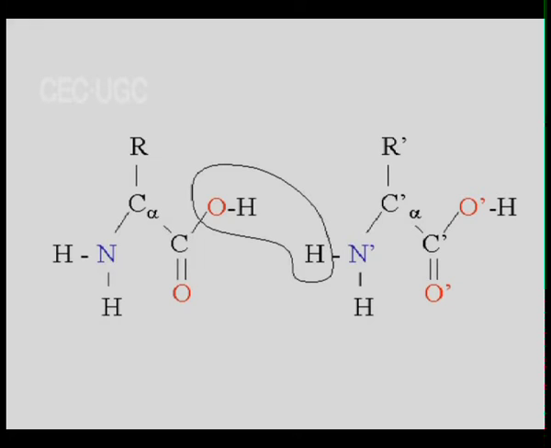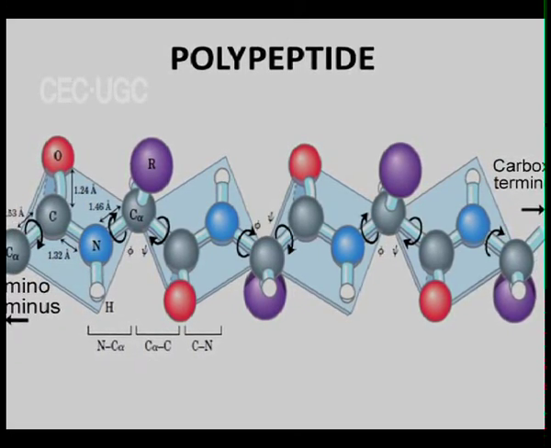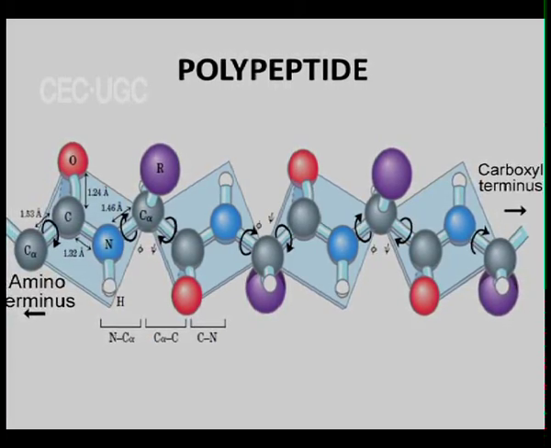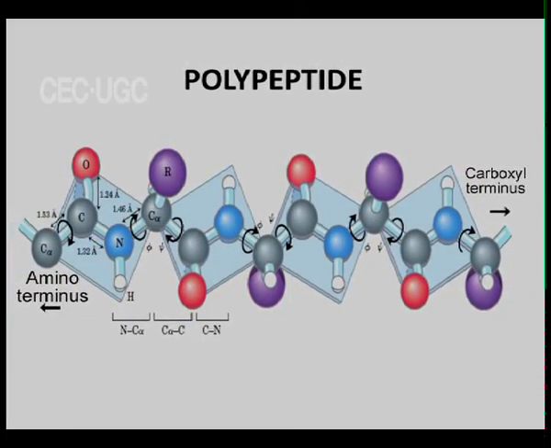Now, this is the picture of 2 amino acids in which the water molecule has not yet been removed. This is the ball and stick model of the polypeptide chain, which indicates the different amino acids shaded in blue linked together by peptide bonds.